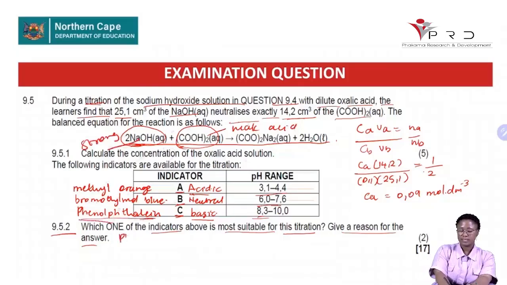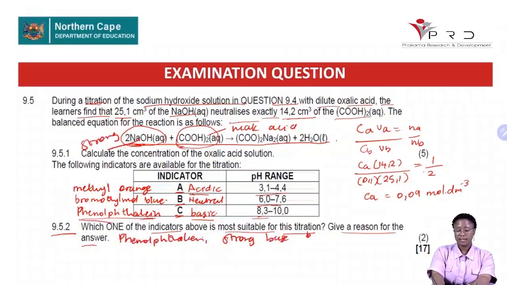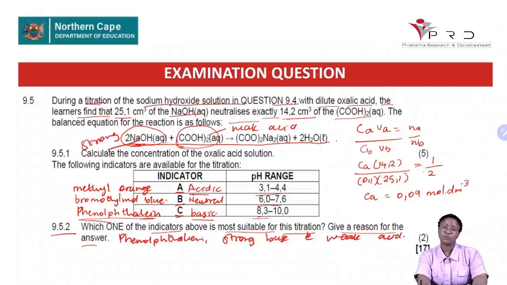So the correct answer there will be phenolphthalein. Why are we using this one? Because we have reacted a strong base and a weak acid. Okay, weak acid. That is why that one is the correct answer.